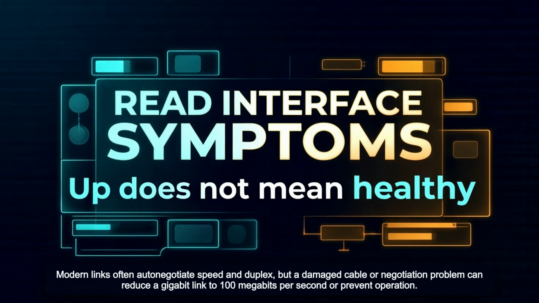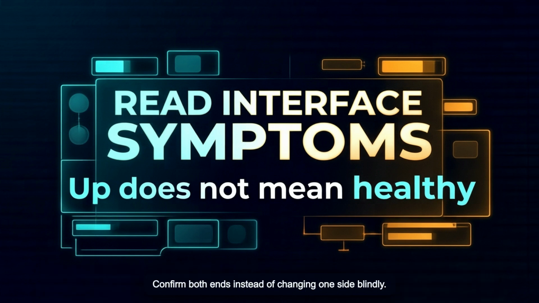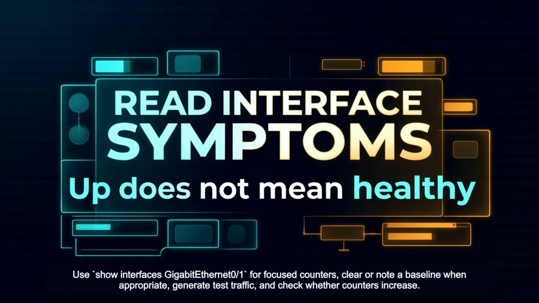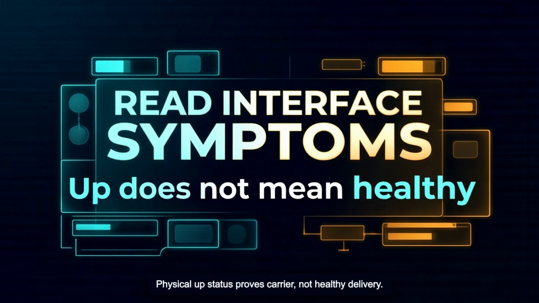Modern links often auto-negotiate speed and duplex, but a damaged cable or negotiation problem can reduce a gigabit link to 100 megabits per second or prevent operation. Confirm both ends instead of changing one side blindly. Use show interfaces GigabitEthernet 0/1 for focused counters, clear or note a baseline when appropriate, generate test traffic, and check whether counters increase. Physical up status proves carrier, not healthy delivery.